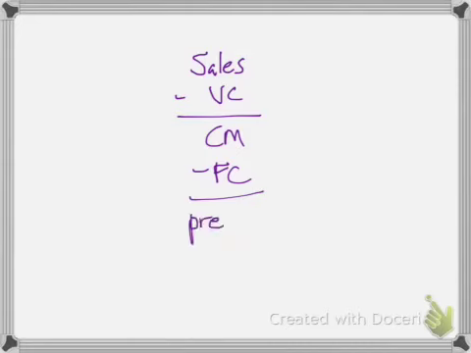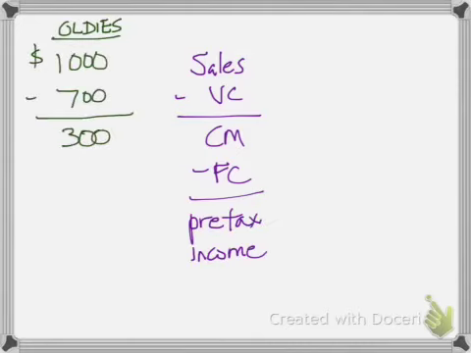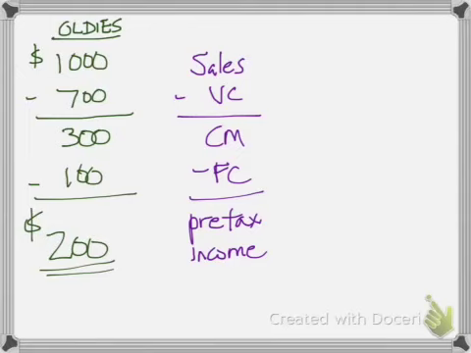Let's compare the results of the two companies in the contribution margin format income statement. Oldies has sales of $1,000. Their variable costs are high because they're the labor-intensive company, so $700 of variable costs. That gives them a contribution margin of $300, less a small amount of fixed cost, and they've got pre-tax income of $200.